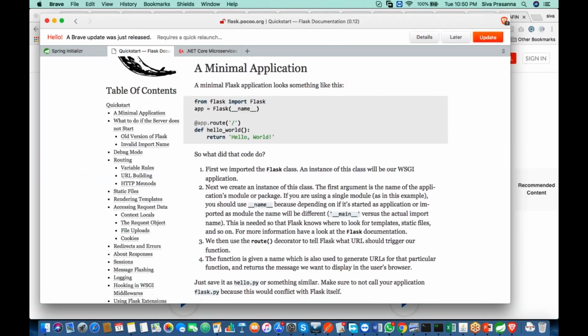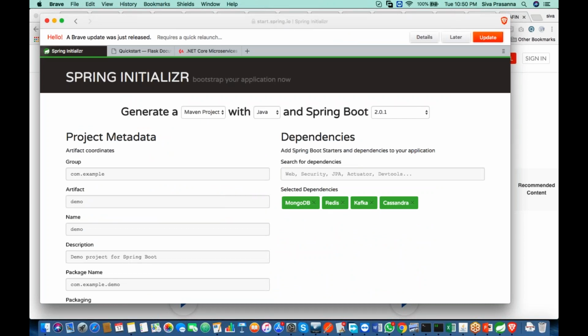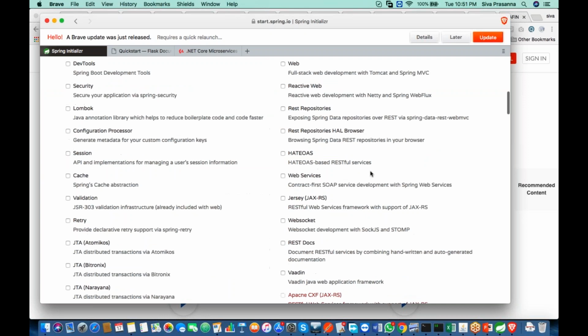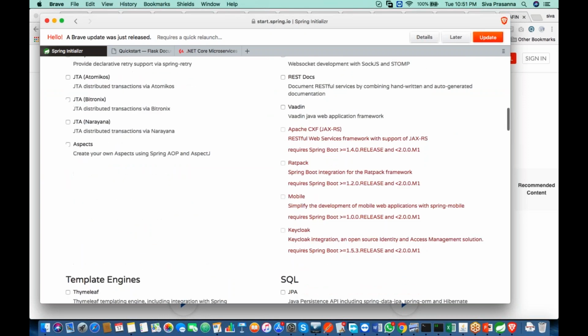Spring Boot is the one which most companies are using as of now, for various reasons. See, this is the reason: I can just select the dependency and I can just hook in. That's the advantage of it.